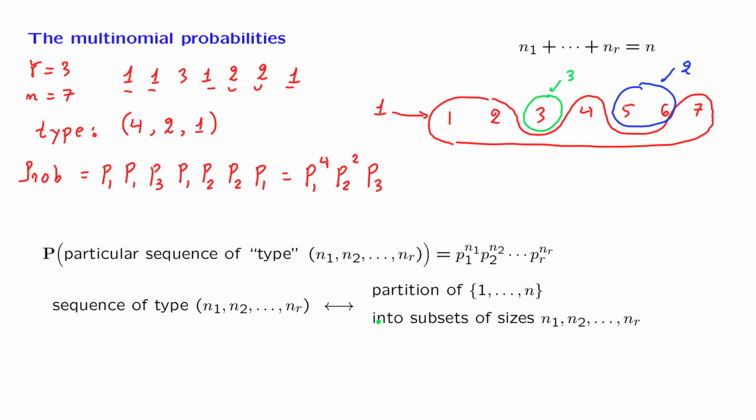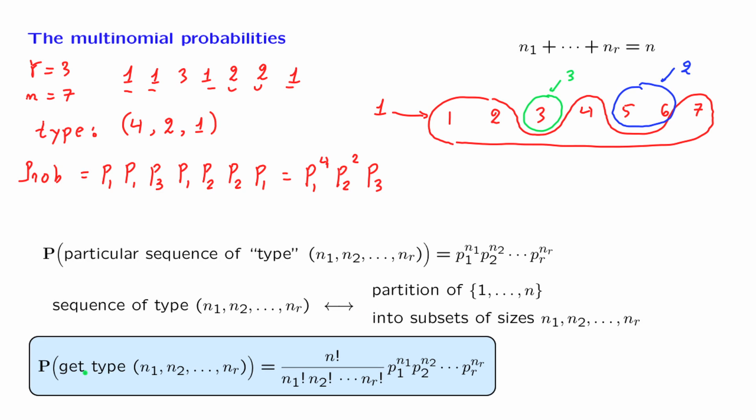It's exactly the same as the number of partitions, and we know what this is, and putting everything together, the probability of obtaining a sequence of a certain type is equal to the count of how many sequences we have of a certain type, which is the same as the number of partitions of a certain type, times the probability of any particular sequence of that type that we're interested in. So this is a formula that generalizes the one that we saw before for the case where we have only two colors and which corresponded to the coin tossing setting.